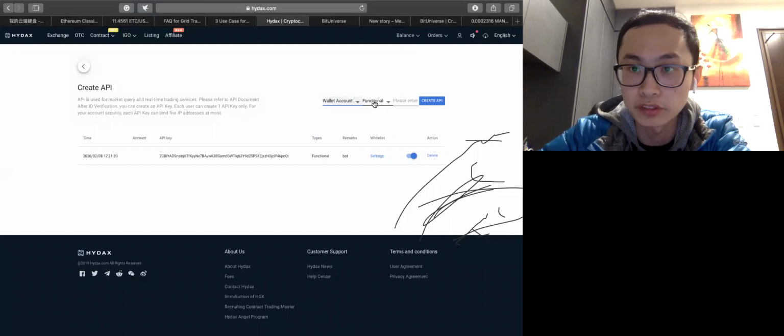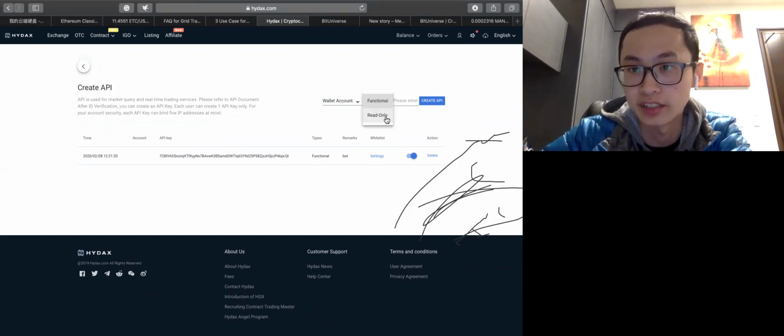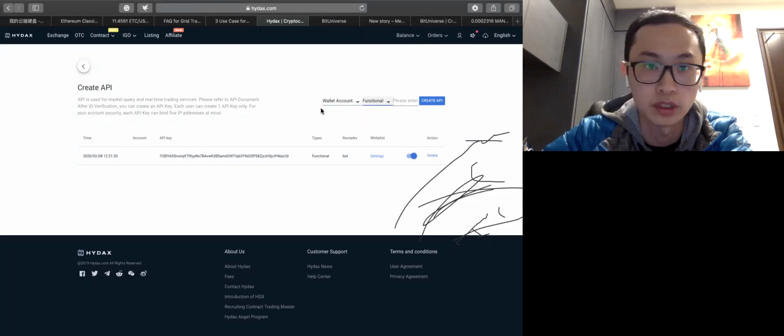And I've just noticed that there is another function here. Just leave it as functional, because if you turn it to read only, that means we can't place any orders for you with this API key. So let's just leave it functional.